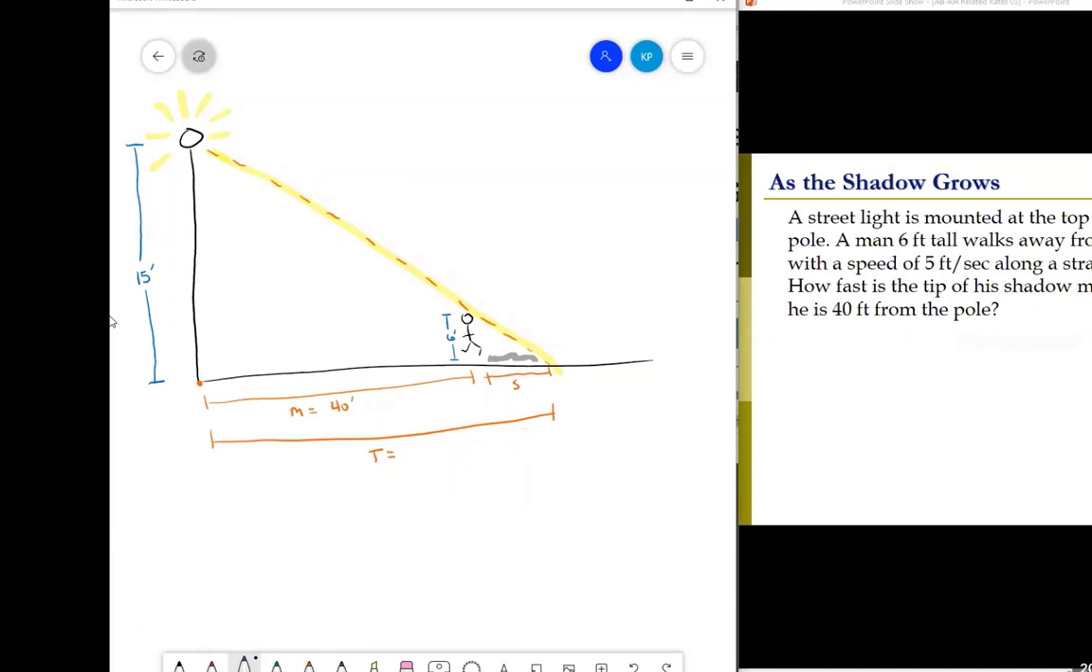Is that enough information, knowing that, to figure out what T is? And how would we do that? Are they similar triangles? Do we just give similar triangles proportions? Perfect. That's exactly it.